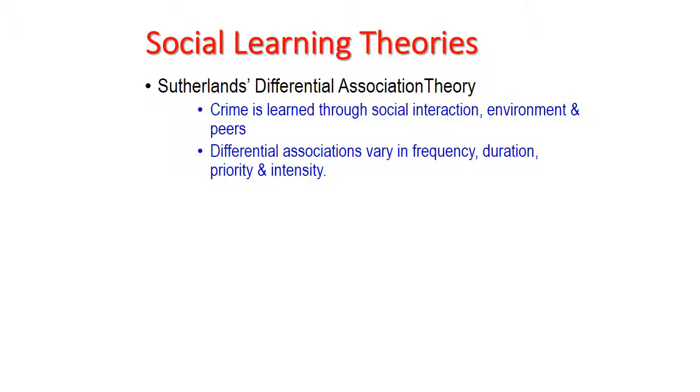These differential associations that we develop vary in frequency, in the sense of how often they come up or we remember them; their duration, how long they last; priority, in terms of how important they may be to us; as well as intensity, that is, the strength of the impact that it has on us. He proposes that the differential associations we develop with others shape our individual attitudes and meanings, which in turn affect how we evaluate our own behaviors as good or bad, or whether we are indifferent towards certain actions.